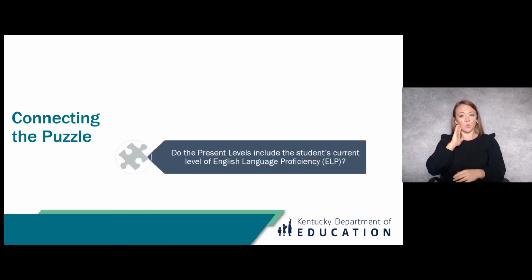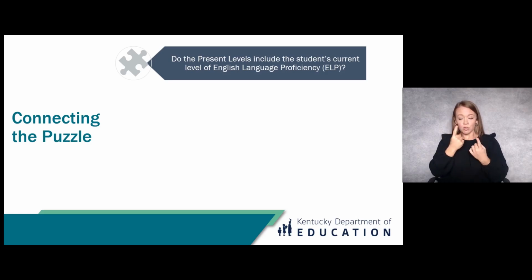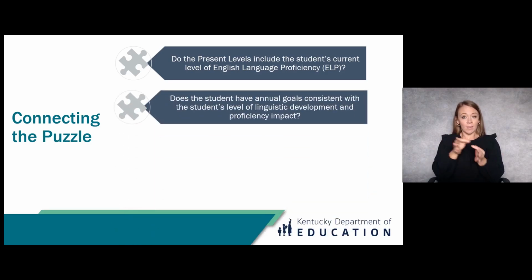To make those connections, English language needs should be integrated and documented throughout the IEP as part of planning for the student. In order to make those connections throughout the IEP, the ARC will need to ensure the needs or concerns described in present levels align with and support the information included in the special factors section, which would include the student's current level of English language proficiency, or ELP. The student's level of linguistic development and proficiency impact how the team will develop and select measurable goals that are appropriate for the student.